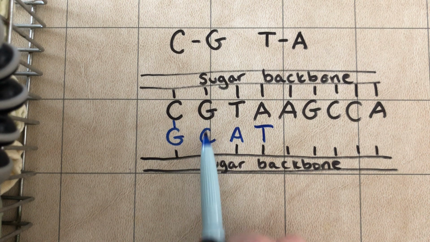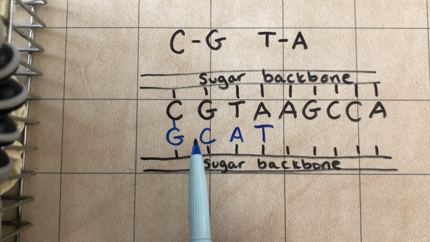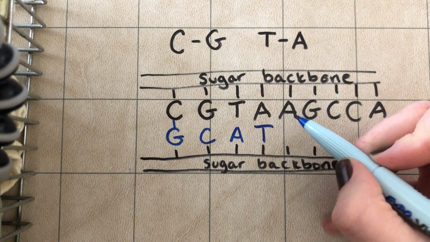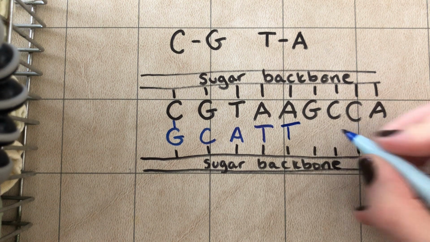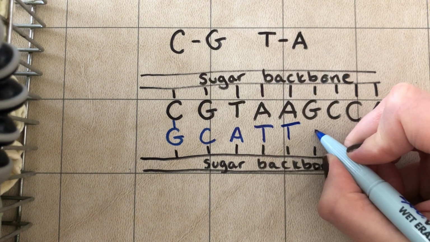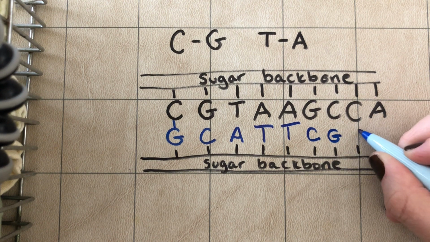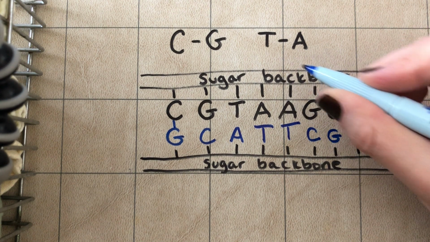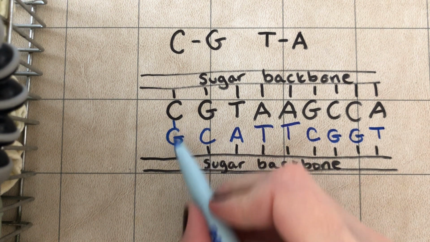Notice it's always going to be the opposite. You won't have the same. They can't fit with each other. Think of it like two puzzle pieces. So if I have another A, it pairs with T. G pairs with C, C pairs with G, C with G, A with T. So this is how we figure out how to pair up our strands.